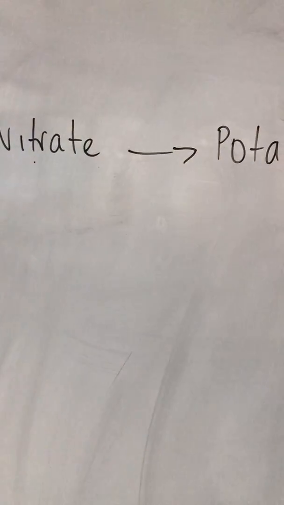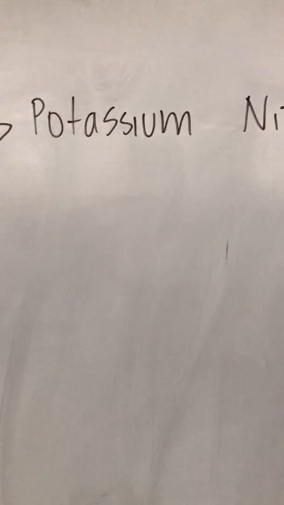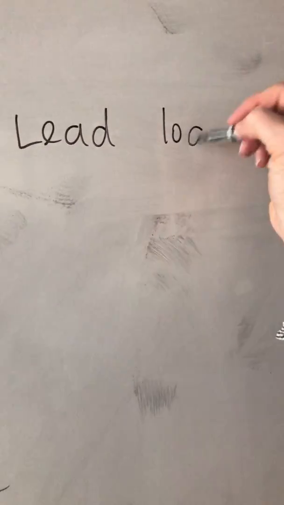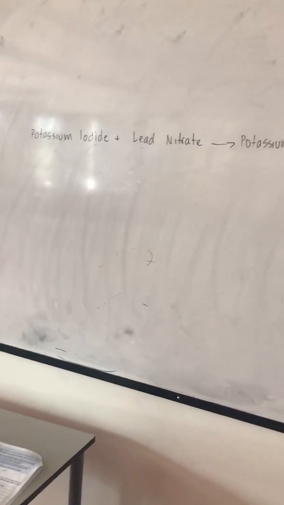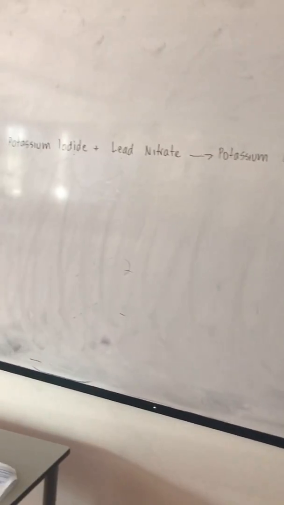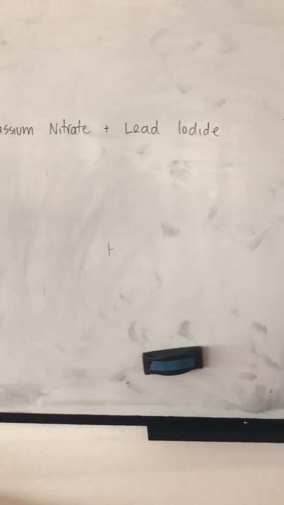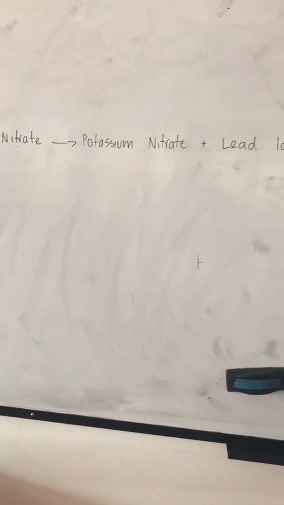So it'll be potassium nitrate, remember they are switching their dancing partners, plus lead iodide. It's hard to film and write. So potassium iodide plus lead nitrate makes potassium nitrate plus lead iodide. You can see I have to switch their partners, always writing the metal first, which is the positive ion, and the negative ion second. So I would never write nitrate potassium, so it's potassium nitrate.